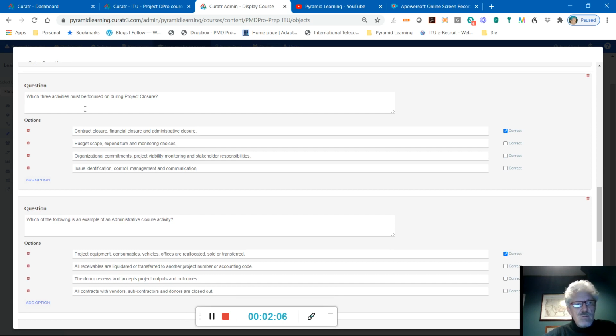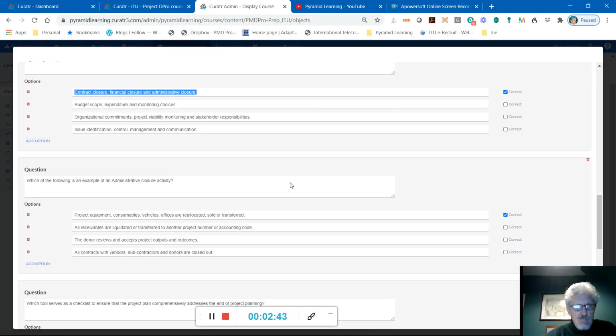Which three activities must be focused on during project closure? Budget, scope, expenditure and monitoring: well, you do that all the way through the project. Organization commitments, viability, monitoring, stakeholder: this is a complete mishmash of things from different points in the project. Issue identification, control management and communication: this is through implementation. So the correct answer, by elimination, is contractual, financial and administrative closure. This is definitely part of project closure.